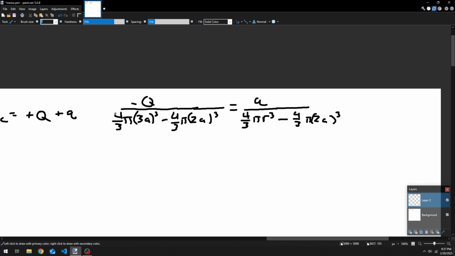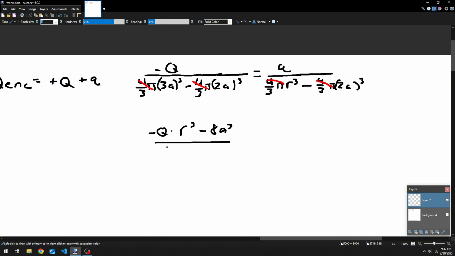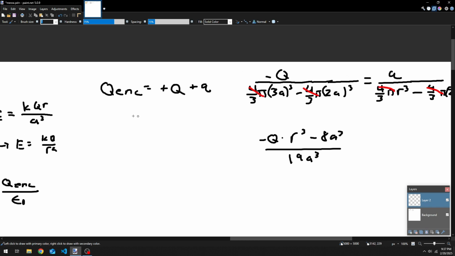And so basically we're going to multiply, so this part cancels out, this part cancels out, all the 4 over 3 pi's cancel out, and what we have left is negative q times r cubed minus 8a cubed over 27a cubed. Oh, this is 27a cubed minus 8a cubed, which is just 19a cubed. And yeah, we can plug that into here.